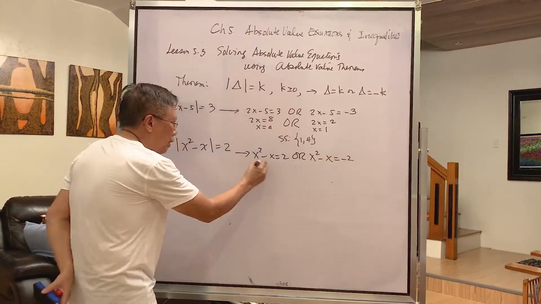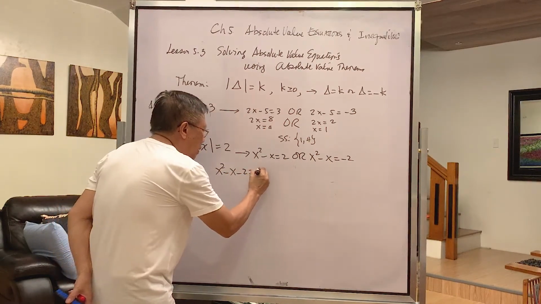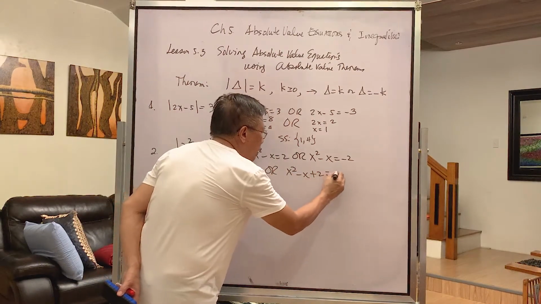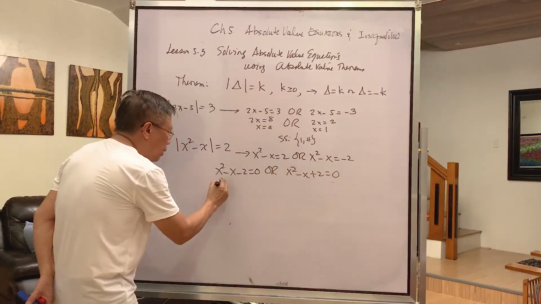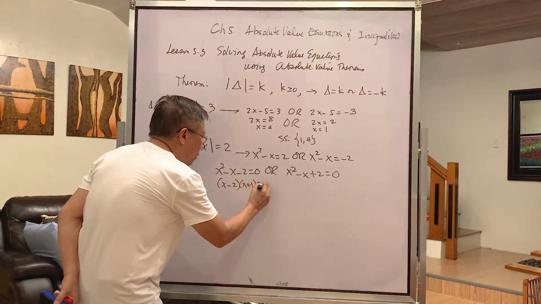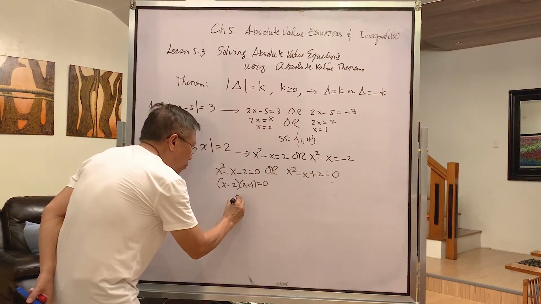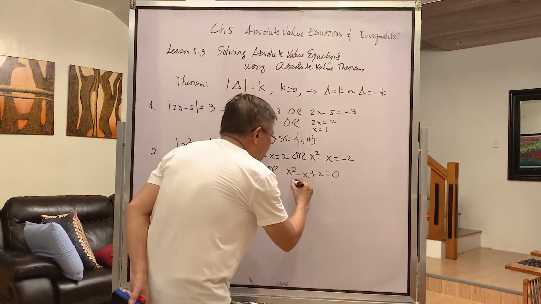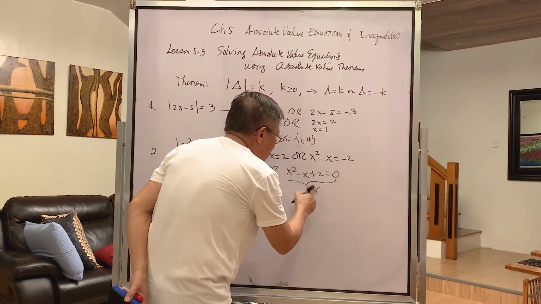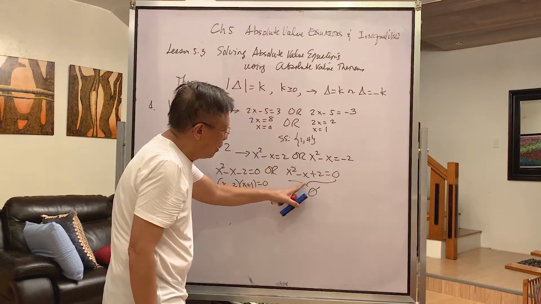So, we will be solving these two quadratic equations. Okay, and then this one will be x squared minus x plus 2 equals 0. Here, this happens to be factorable: x minus 2 times x plus 1 equals 0. By the zero product theorem, we get 2 or negative 1. Here, the other equation is a null set in the set of real numbers because the solution to this is imaginary.